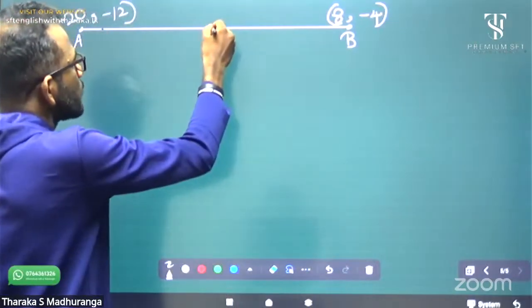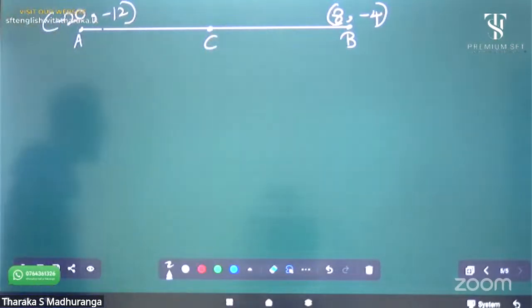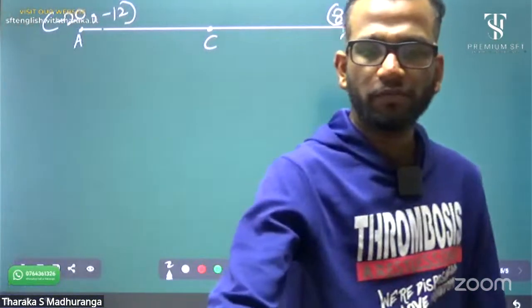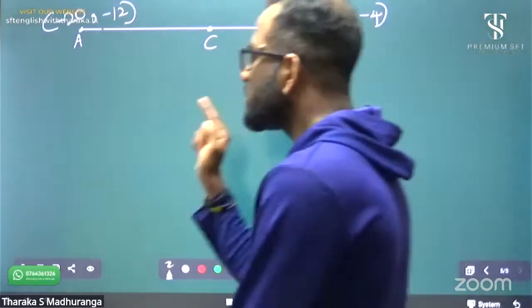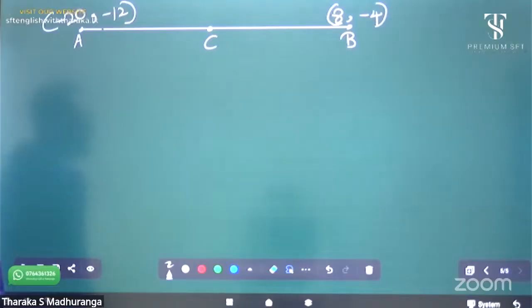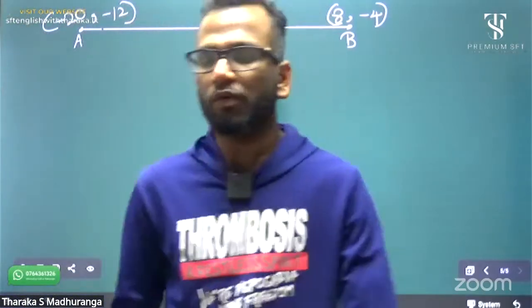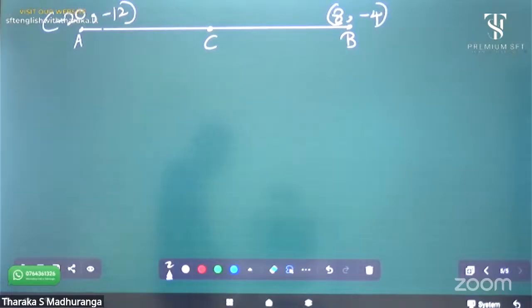Okay, C is the midpoint of the AB straight line. Write down: C is the midpoint of the AB straight line. Calculate the coordinates of C.